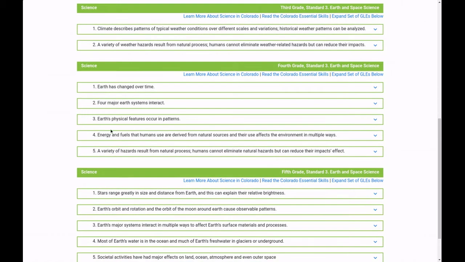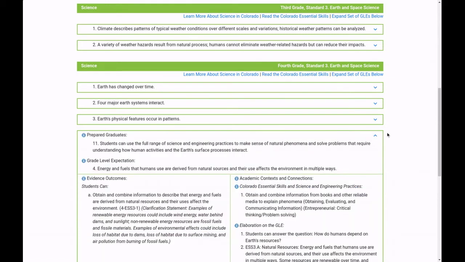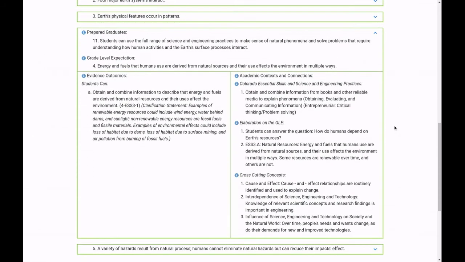But then in fourth grade, we see this standard statement 4: energy and fuels that humans use are derived from natural resources, and their use affects the environment in multiple ways. That might be one that's relevant, a grade level expectation that's relevant. So if we expand that, we can see that there's a statement in here about their use affects the environment in multiple ways. Some resources are renewable, others are not. So it may be getting something related there to air quality and air pollution.